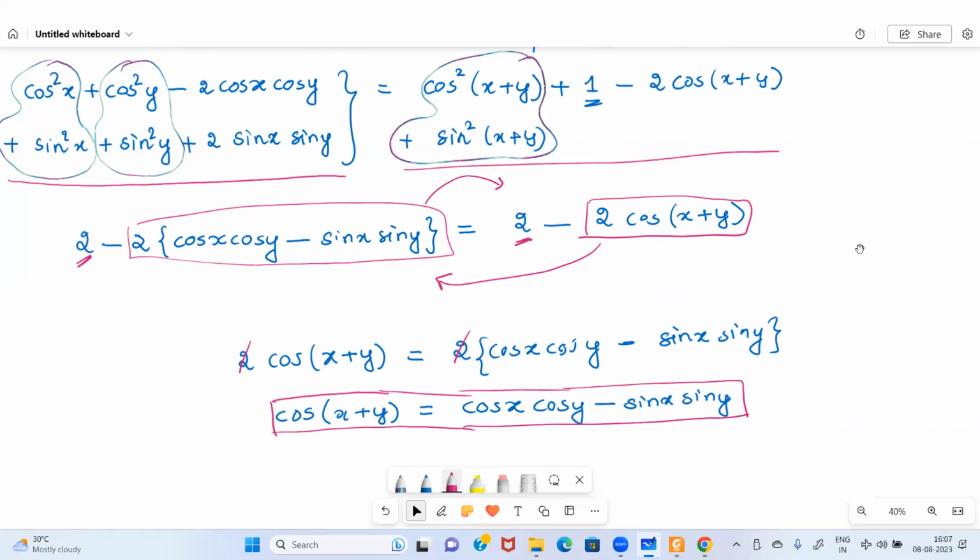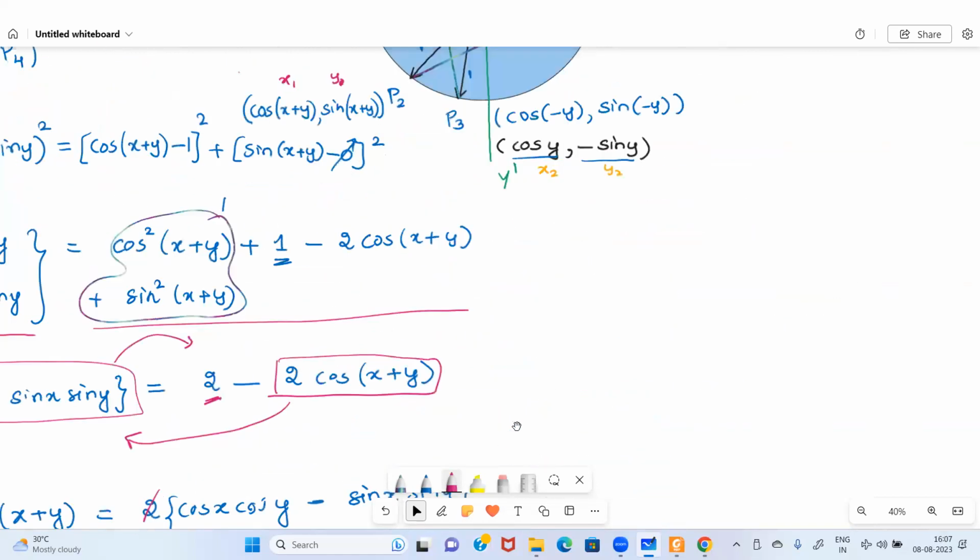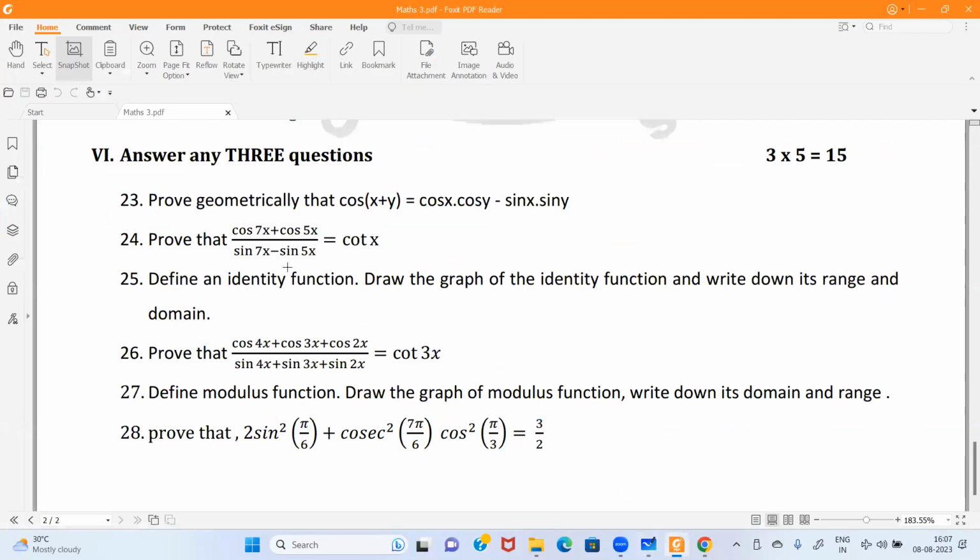Please practice this derivation twice or thrice so that in the examination, you can get it as a free flow. Okay? All the best. Now let's move on to the other questions which are available in the paper. Let's look at question number 24.